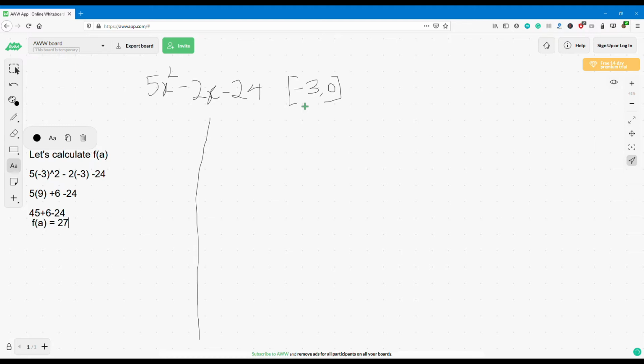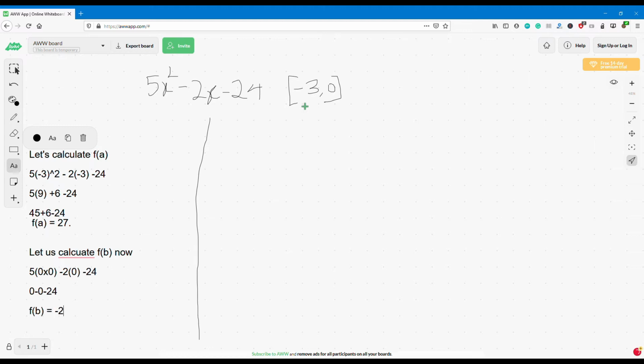Good. So let's find f of b now. f of b is going to be, substitute the value of b, that is 0, into the original function. So we have 5 times 0 squared, minus 2 times 0, minus 24. We have 0 minus 0 minus 24. So we can see that f of b is equal to -24.